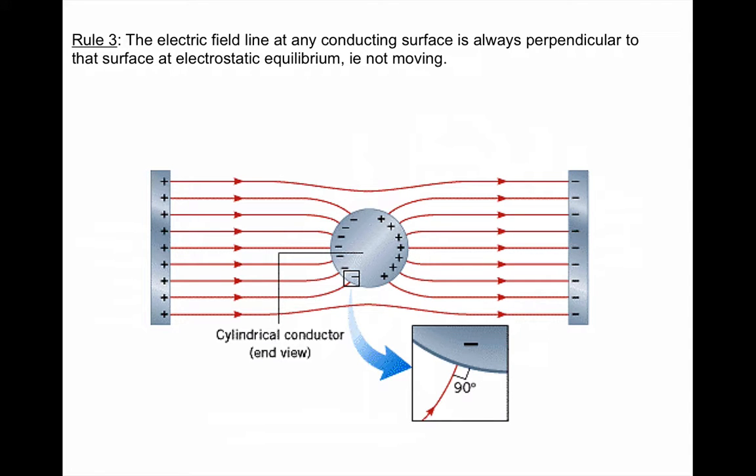Rule 3 is they always enter or leave a conducting surface at right angles. You can see that they've come out horizontally from the vertical plates at the side, but for the circle in the middle, the field lines have actually curved around so that they reach the surface at right angles.